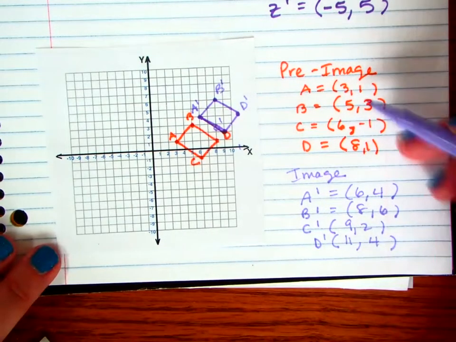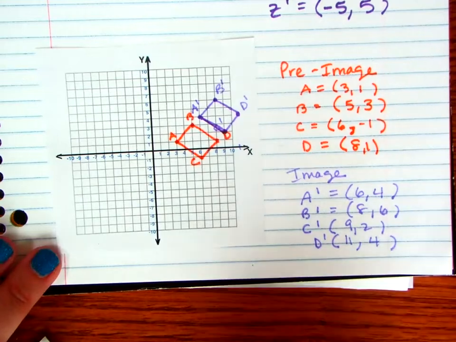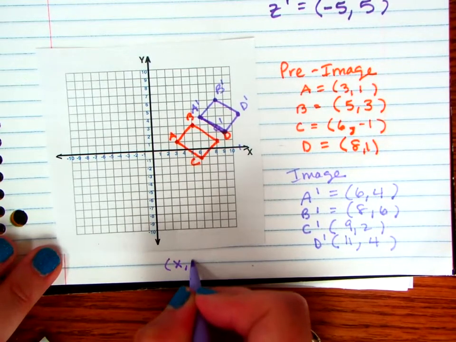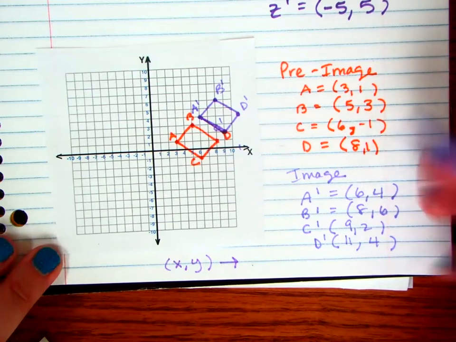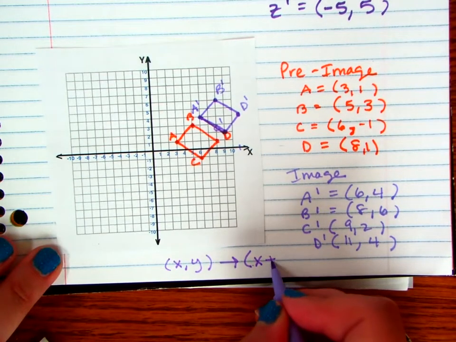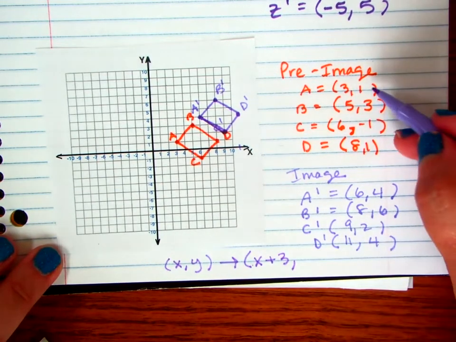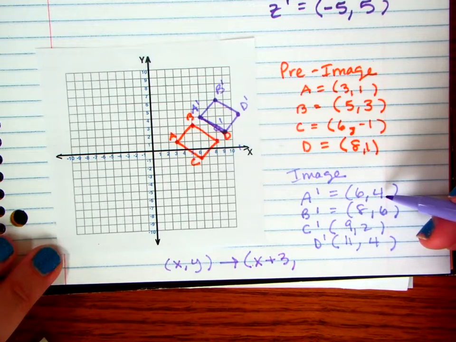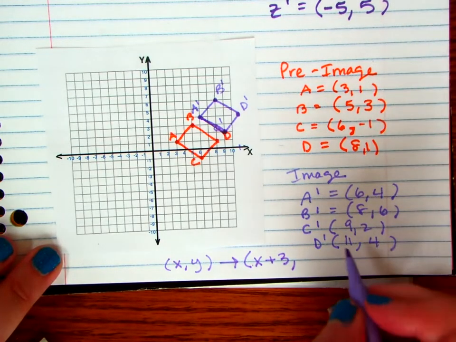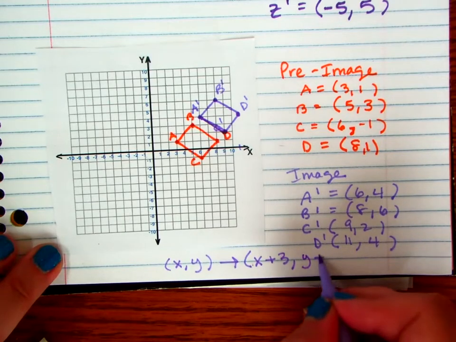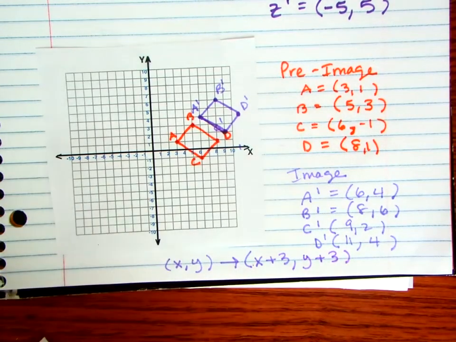All right, so what happened here? So from the pre-image, which is my XY, we'll notice that we moved up 3. So we could write that as X plus 3. And we moved right 3, excuse me, and then we also moved up. It looks like 3 as well. So Y plus 3. Okay, or you could write it differently.